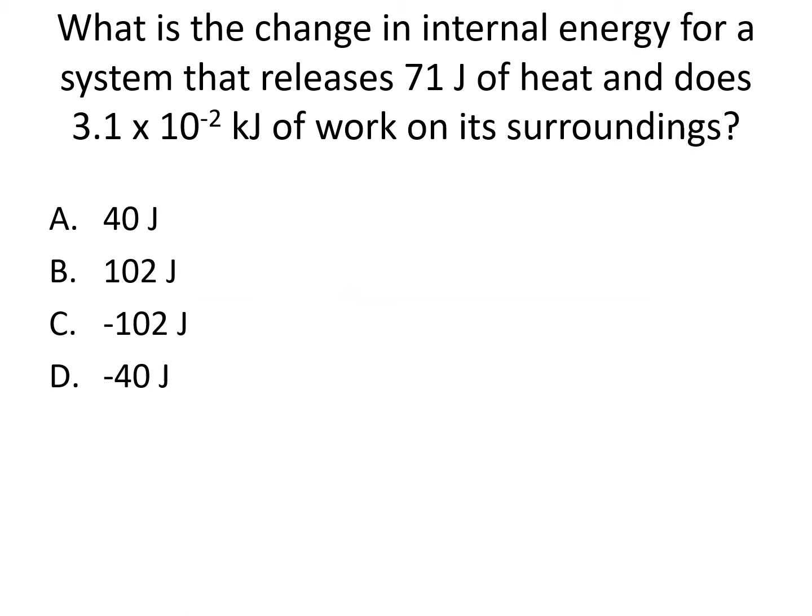What is the change in internal energy for a system that releases 71 joules of heat and does 3.1 times 10 to the minus 2 kilojoules of work on its surroundings? Be careful with the signs and be careful that the units are the same as each other. Anytime you're trying to add or subtract something, really for any of your calculations, the units need to be consistent. Is the answer A, 40 joules, B, 102 joules, C, negative 102 joules, or D, negative 40 joules?